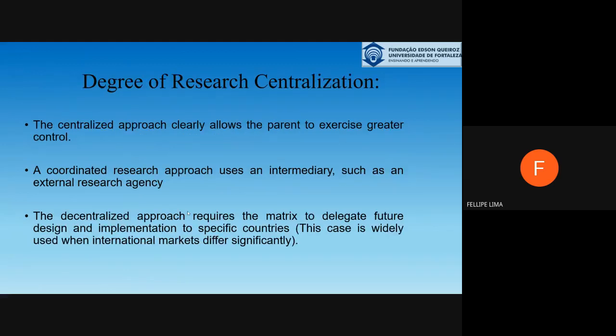Degree of research centralization. You have to think about how you're going to approach your subjects for your survey, your research. You have to coordinate your research. You have to think about everyone that's going to help you in your research. You have to decentralize your approach if needed. If you're going to do research in another country whose culture and people you do not know, you're not going to do it yourself. You're going to hire a company in that country that already knows that market and is going to help you.